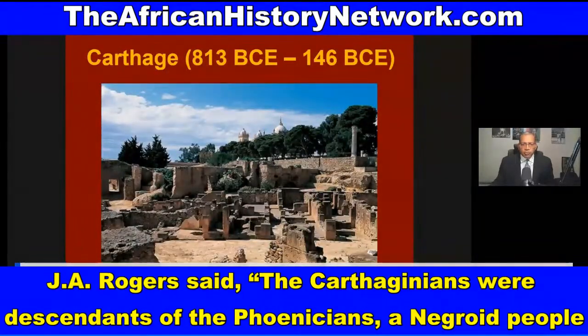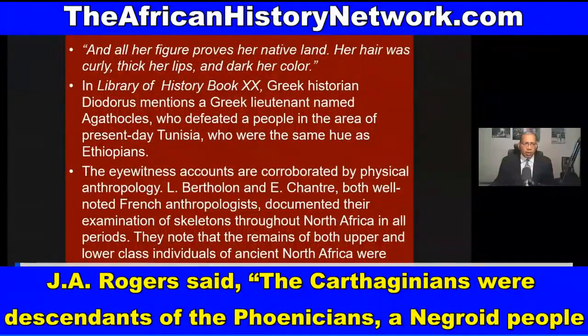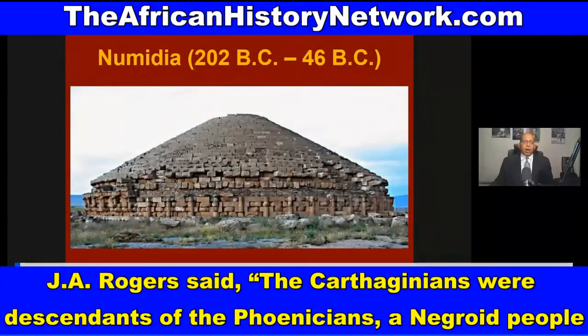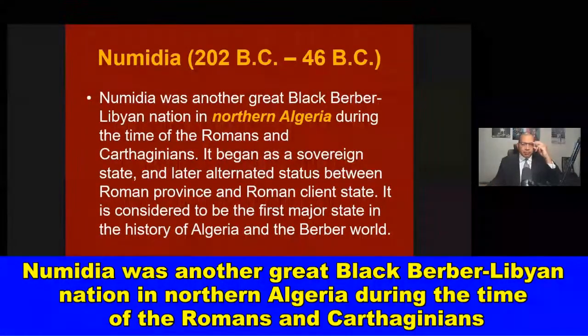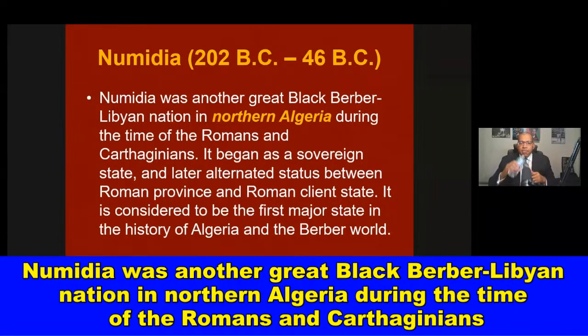Okay, so we have Carthage. Europeans try to claim Carthage for themselves also, and we deal with Carthage in the class. And the Punic Wars. We talk about Numidia also, which existed from about 202 BC to 46 BC, because we go through and look at different African civilizations. We'll look at a chronology of thousands of years of history. Now, Numidia was another great Black Berber Libyan nation in northern Algeria during the time of the Romans and Carthaginians. It began as a sovereign state and later alternated status between a Roman province and a Roman client state. It is considered to be the first major state in the history of Algeria and the Berber world.